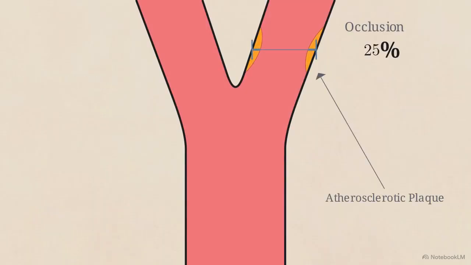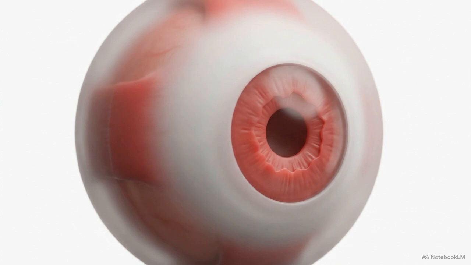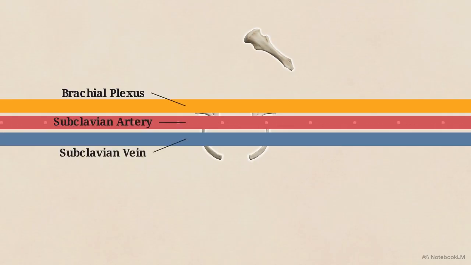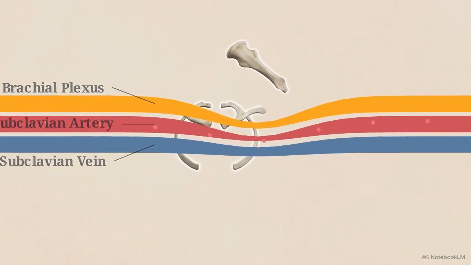A carotid endarterectomy is indicated when plaque occlusion reaches exactly 70%, or earlier if the patient suffers symptomatic transient ischemic attacks, such as transient blindness, known as amaurosis fugax. The peripheral system is also vulnerable to mechanical bottlenecks. Thoracic outlet syndrome occurs when cervical ribs or weak musculature compress the tight anatomical window near the clavicle. This compression targets three specific structures.